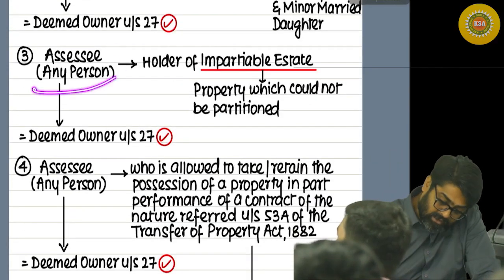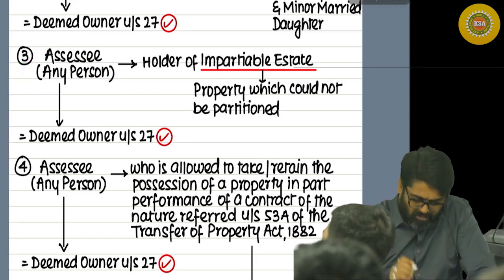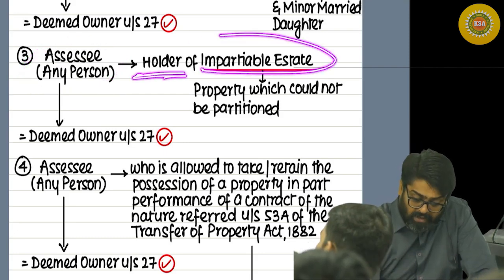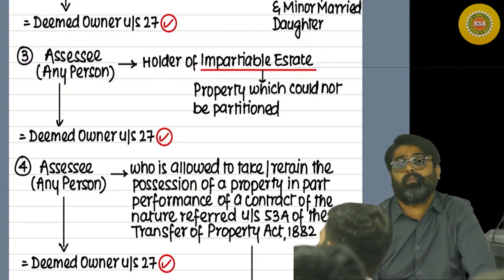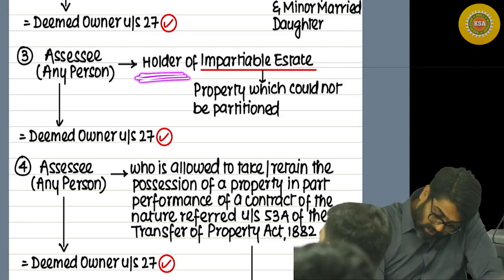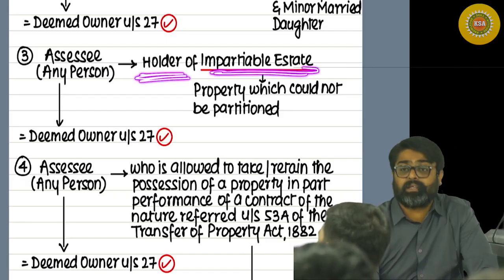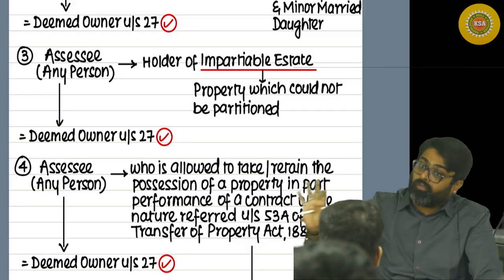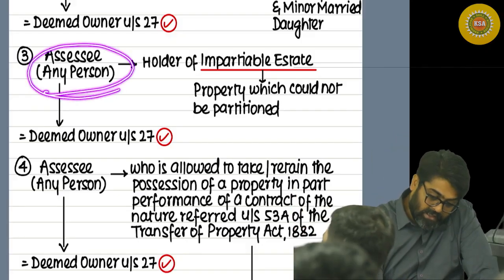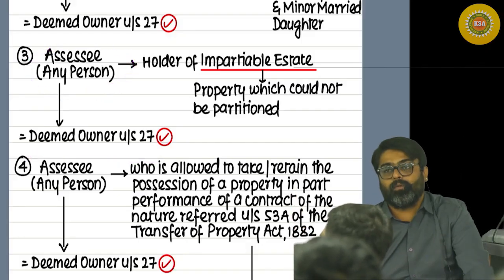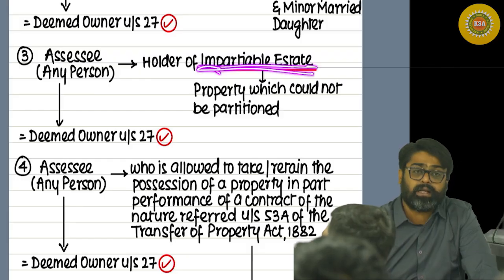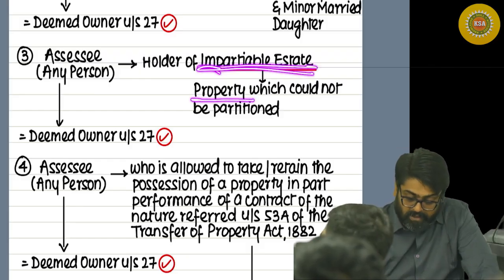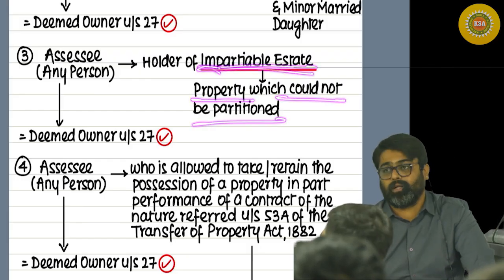Now if the assessee, he can be any person, is the holder of any impartable estate, then being the holder of this impartable estate, not the real owner, he is just the holder, still the assessee will be treated as deemed owner. What is impartable estate? Impartable estate means a property which could not be partitioned.